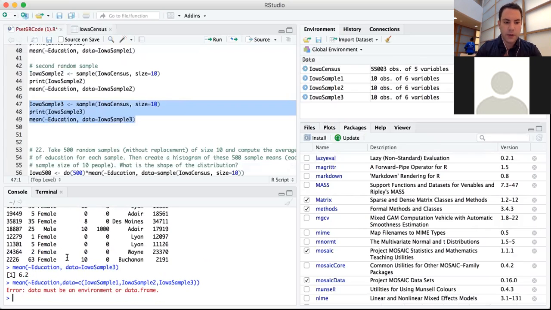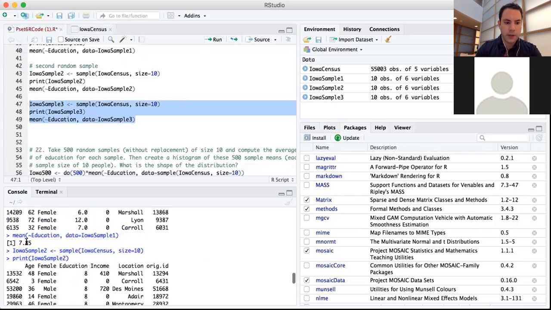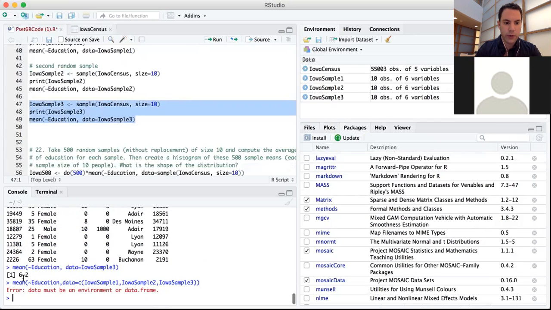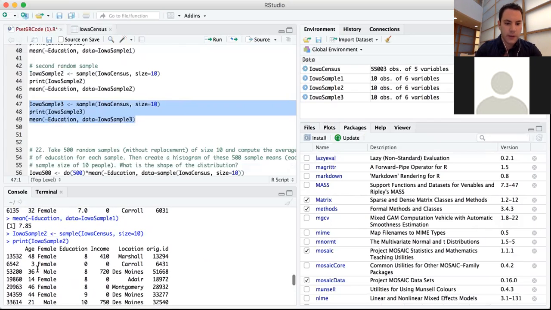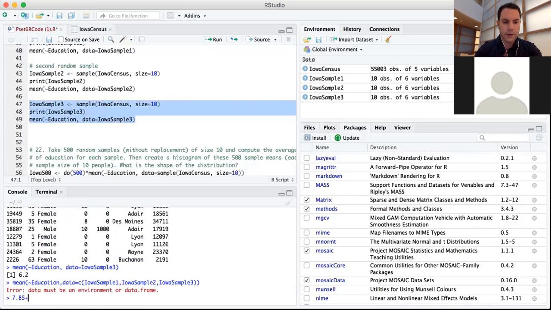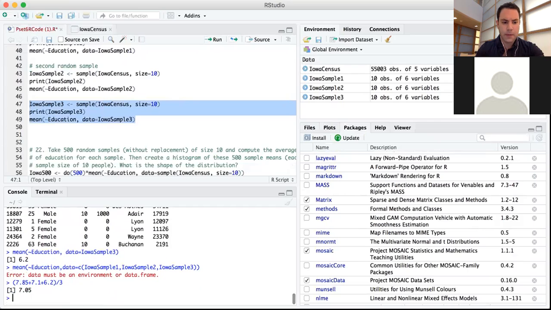So then what we could simply do is take the average of the three, which is 7.85, 7.1, and 6.2, and we could just average those. You could do it by hand, or you can use the mean command. So you could just do 7.85 plus 7.1 plus 6.2 divided by 3 to find what your total mean is. You get 7.05, which is right around where the true population mean is.